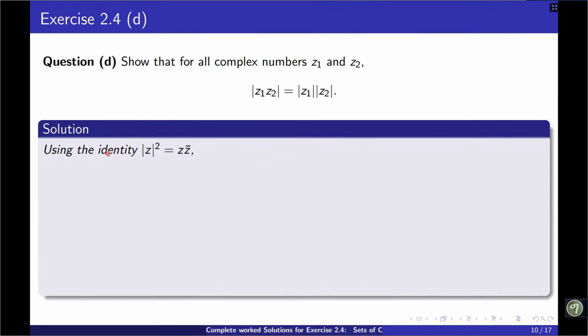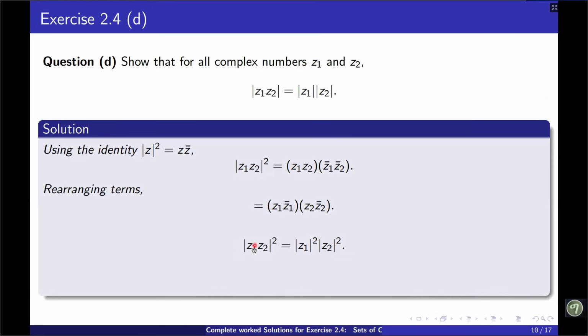Using the identity that we know here, that the square of the norm of a complex number is simply the complex number multiplied by its complex conjugate, the square of the norm of the product of z1 and z2 is the same as the product of the complex numbers multiplied by the complex conjugates of the individual complex numbers. By the commutative property, we have z1 times z1 bar multiplied by z2 times z2 bar.